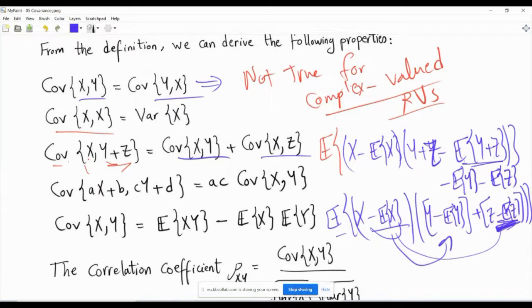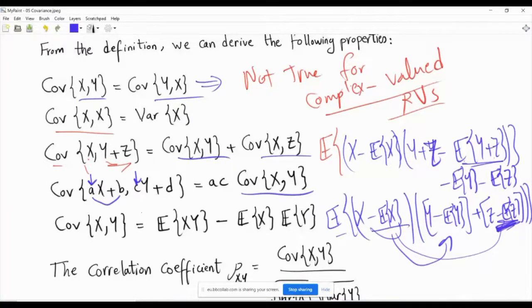Okay, covariance of ax plus b with cy plus d, and again you can do this yourself as an exercise. This is the covariance of a linear transformation applied to x: a constant multiplied by x, plus another constant, and then y multiplied by a constant plus another constant. So what do you get for the covariance? What you get is covariance of x and y, multiplied by the product of these two constants, a and c.